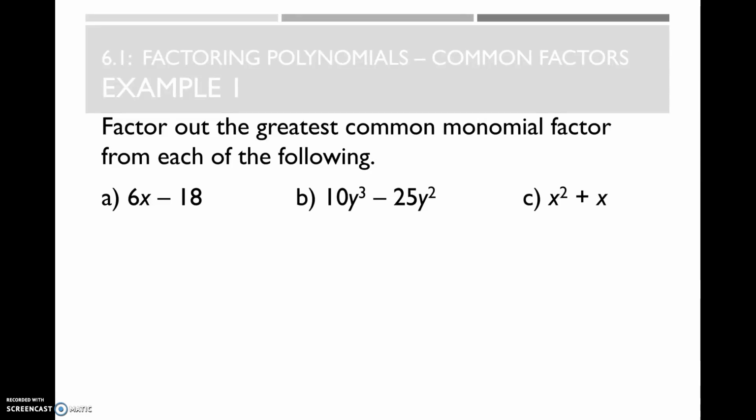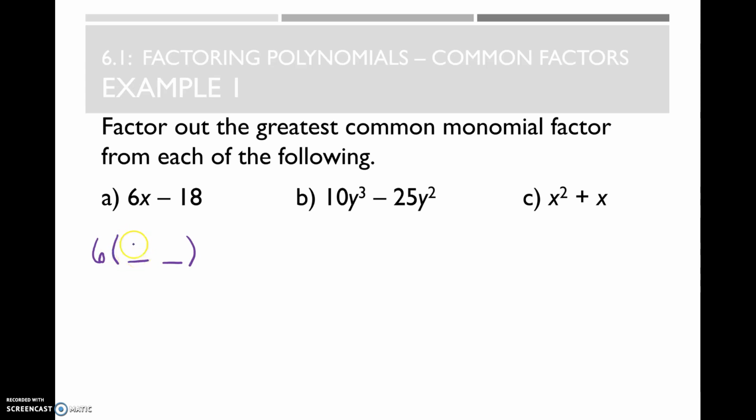We're going to start factoring in Chapter 6, and we're going to begin with factoring out the greatest common factor. Basically, we are undoing the distributive property. So, 6x and negative 18. What is the biggest thing that you could divide out of both 6x and negative 18? 2, 3, 6. 6 is the biggest. So, we can divide 6 out of both of them.